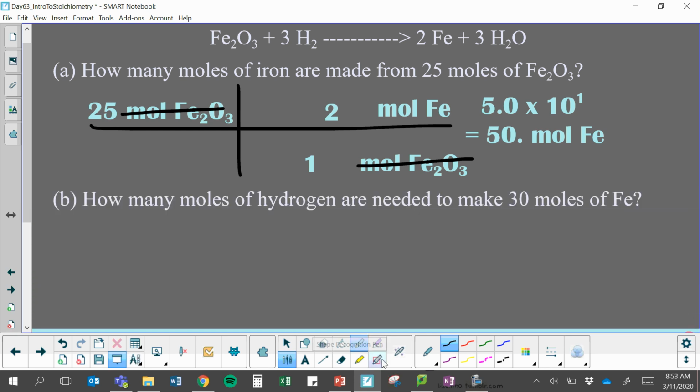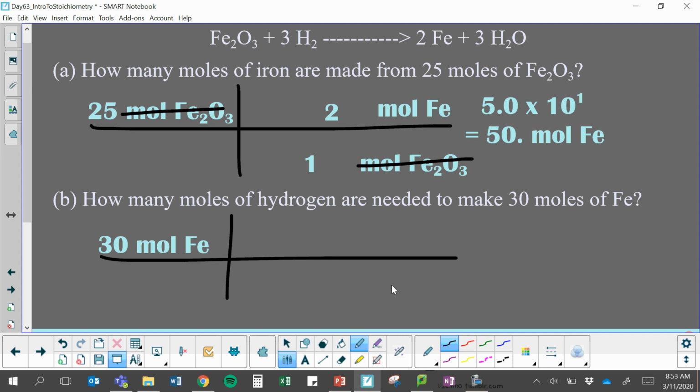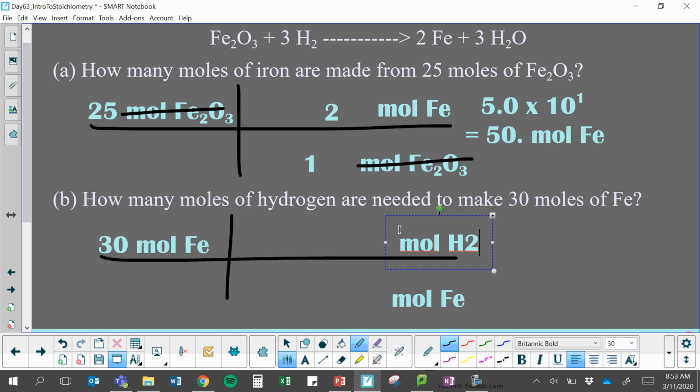Okay, so now here's another one. You can pause the video and try this on your own. So we're going to start with 30 moles of iron. Draw our chart. We're going to go from moles of iron, and it's wanting to know how many moles of hydrogen. So remember, hydrogen is going to be H2 because it's a diatomic element. It's in Mr. Brinclehof, so it's going to have a 2 as a subscript.